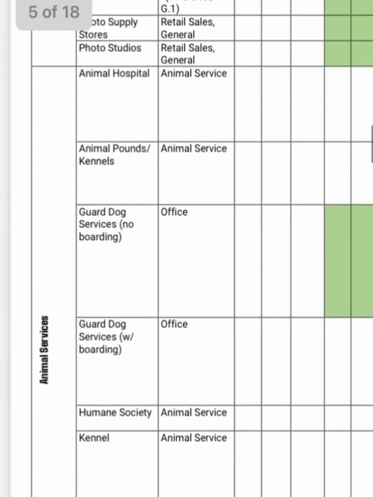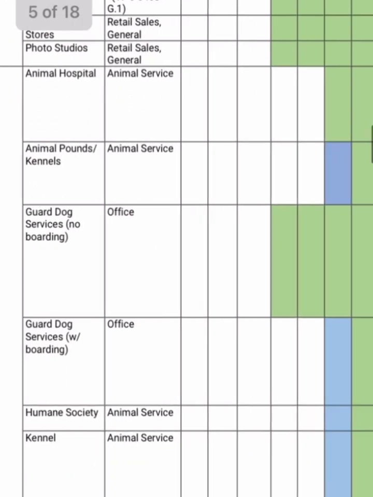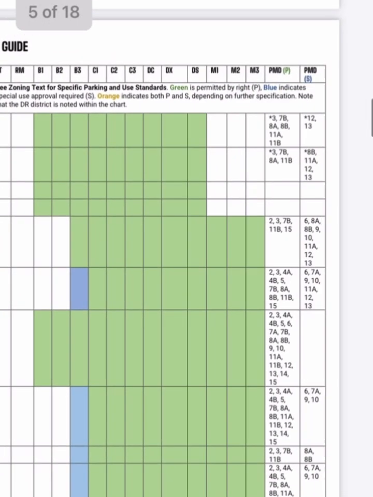The next category is animal services, and this includes things like guard dogs and boarding and kennels, and it makes sense for these not to be near houses. You have loud barking dogs, some that could bite, and I do understand that restriction.